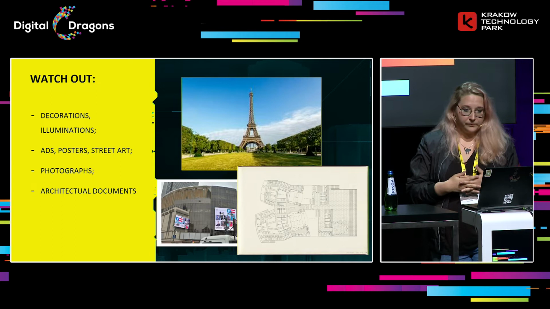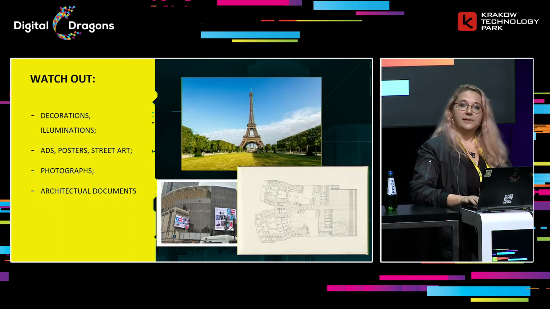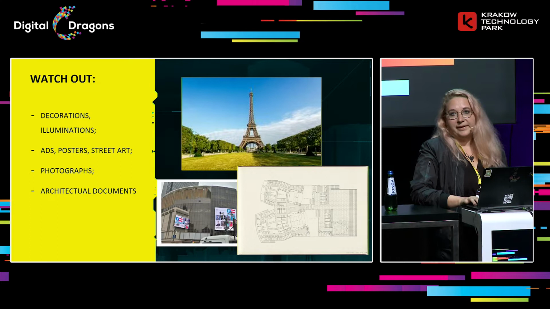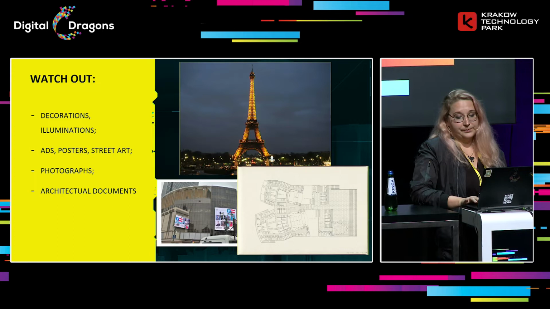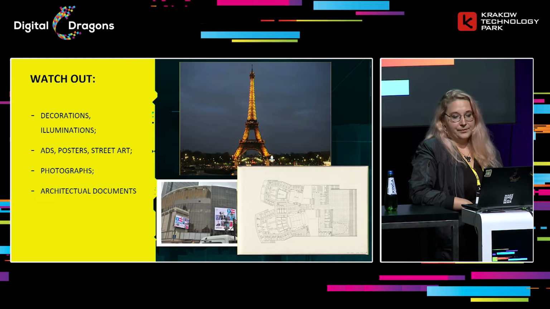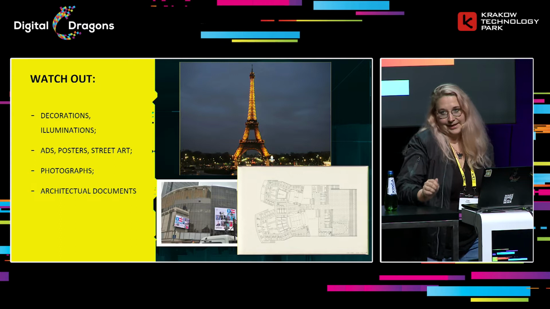And the best example of the situation actually is the Eiffel Tower. The one you can see in the picture is perfectly fine to recreate. It's old enough, you can put it in your game and just do it. The problem is when you decide to recreate it at night, because the lighting is protected separately. So this thing is a no-go, unfortunately, because the illumination was created in 1989, and if you want to recreate this particular illumination, you need to get consent.